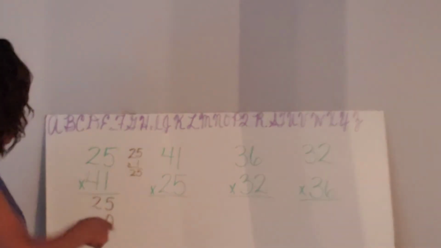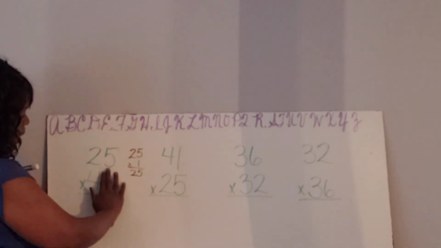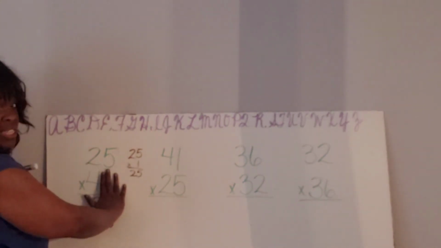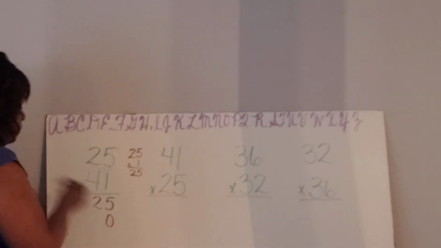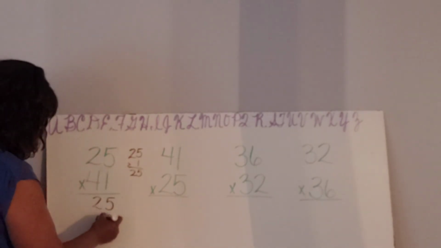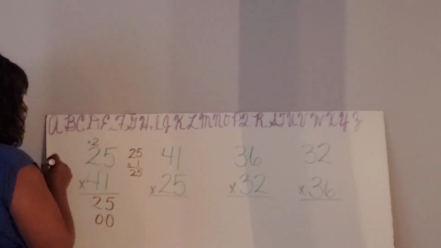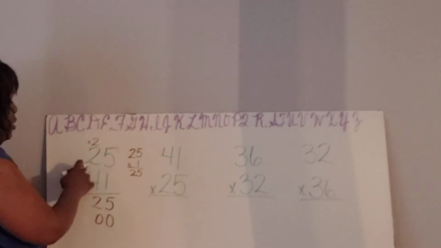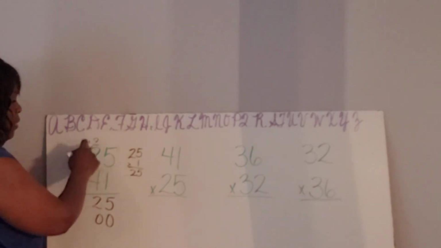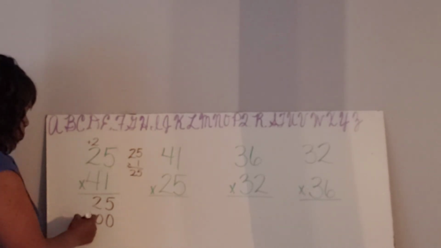Forget the 0 underneath. And now I'm multiplying everything on the top times my tens place. Everything on the top times my 4. 5 times 4, 20. So my 0 comes down. My 2 goes on top with a plus sign. And then I multiply my tens place times my tens place. 2 times 4, 8 plus 2, 10. So then I put my 0 and my 1 with a plus sign.